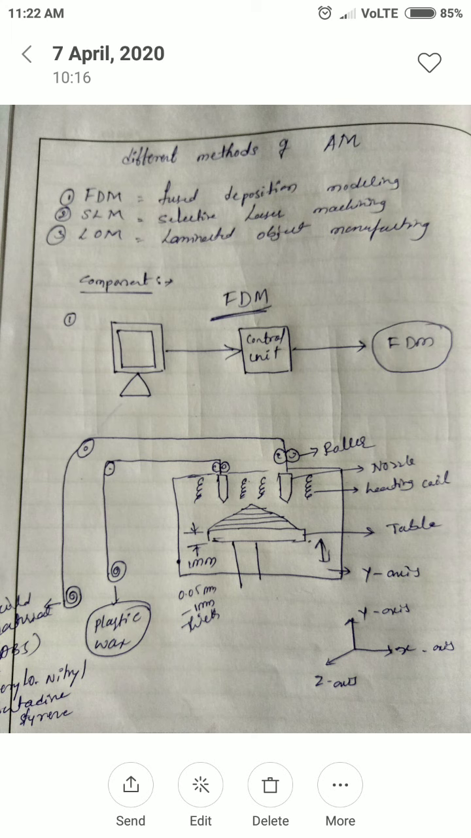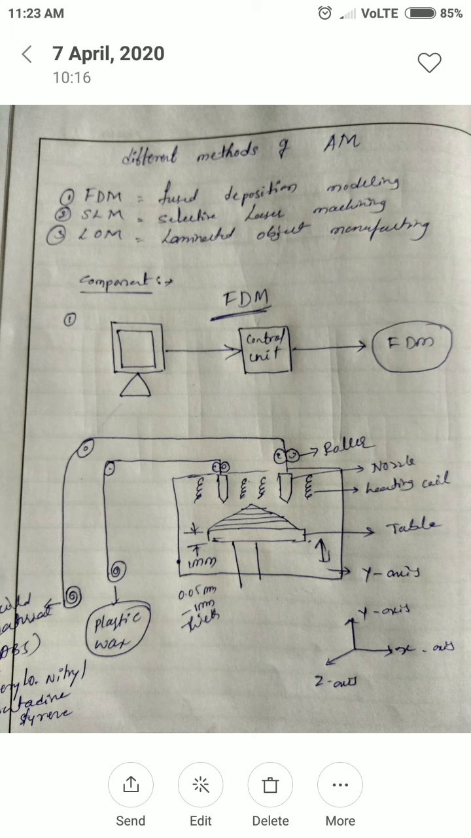The FDM full form is very important: fused deposition modeling. And SLM is selective laser melting, and the third one is LOM, laminated object manufacturing, and one more is DLMS, direct selective laser machining. These are the four processes I am going to discuss in the coming classes.